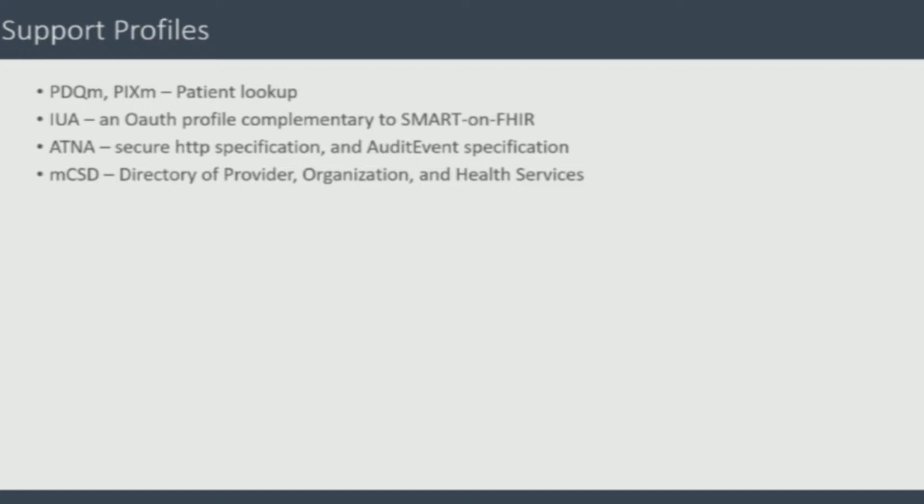There are some other supporting profiles that I talked about in the previous hour, PDQm and PIXm for patient lookup. None of this stuff is too complex.